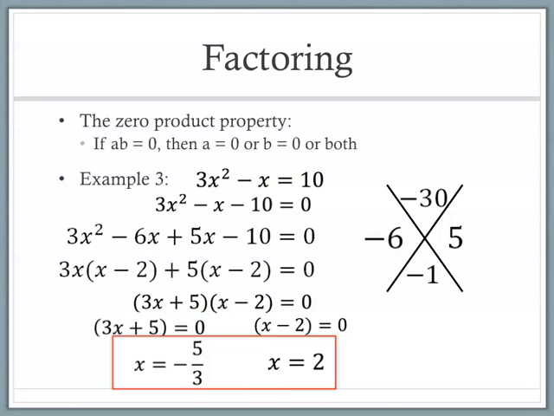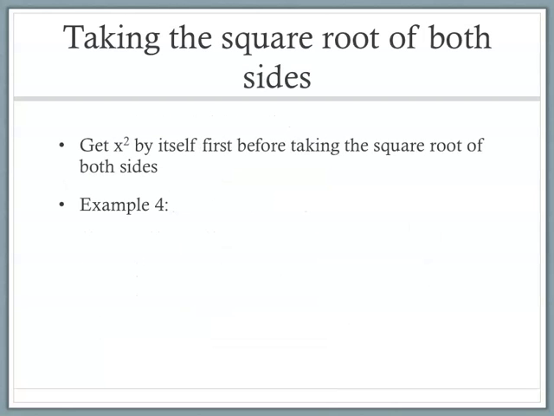The next method of solving a quadratic equation algebraically is to take the square root of both sides. Now when you do this, you want to make sure you get the x squared term by itself first before taking the square root of both sides. This way it eliminates having to deal with, say you had a 2 in front of the x squared, the square root of 2x squared, and you'd have to deal with the square root of 2. So it's easiest if we start by trying to get x squared by itself before you take the square root of both sides. Here's an example.